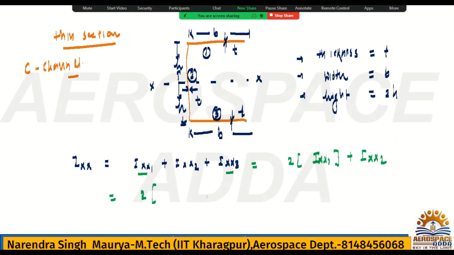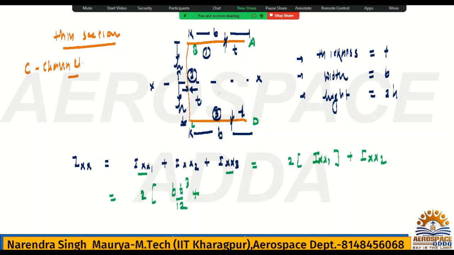This first section, say this is A, this is B, this is C and D. We are talking about AB. What is the thickness? It is t. What is the width? It is b. So what is the moment of inertia about CG? It is b t cubed by 12, because thickness is t. If this thickness is d, then b d cubed by 12, that you know.